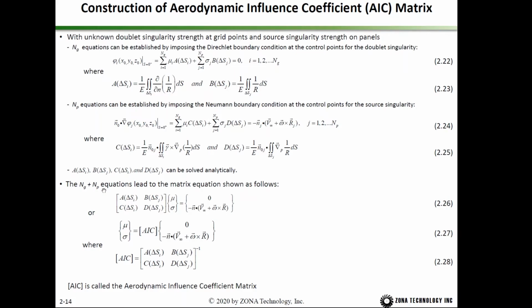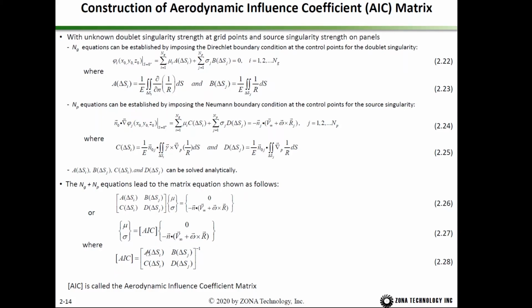Therefore, we can establish Ng plus Np equations, which leads to the matrix equation shown here. Then if we invert this matrix, we can solve for the unknown doublet and the sigma. So the inverse of this matrix is called the AIC.